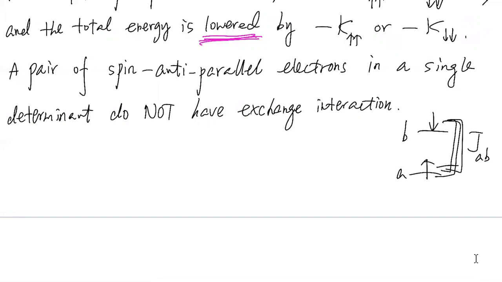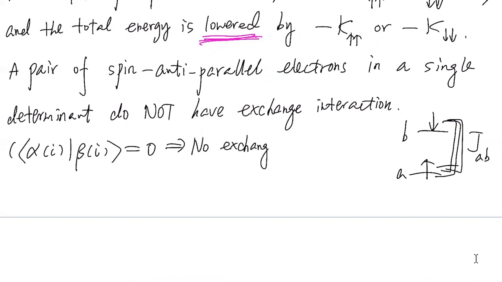This is because when you write down this determinant and you evaluate the expectation value, you separate the spatial part and the spin part, right? And then you will have the spin integral of alpha(i) beta(i). This term will give you 0 because for the same electron, alpha and beta are orthogonal. And this is the reason that you have no exchange term. This is exactly the reason. Okay.